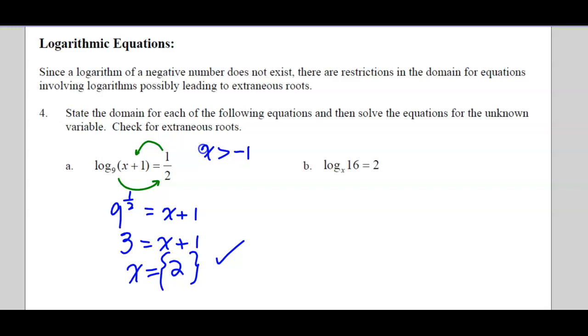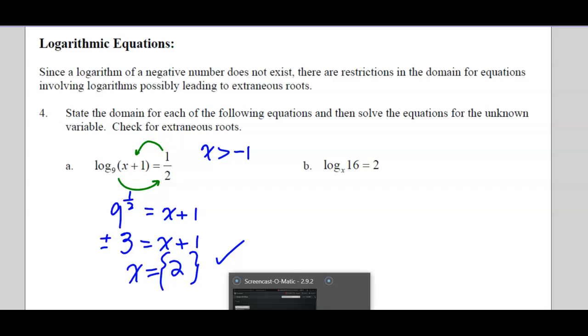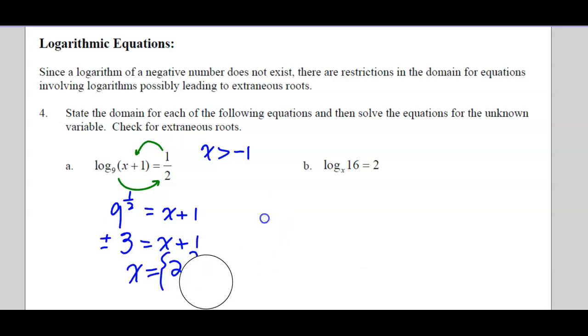Oh, I see. Because we're raising it to the 1/2, I guess I should put that plus or minus, because we're taking the square root. So our possible solutions would be 2 and -4, but then we eliminate -4 because it is an extraneous solution. Yeah, good point. In the real world, yeah.